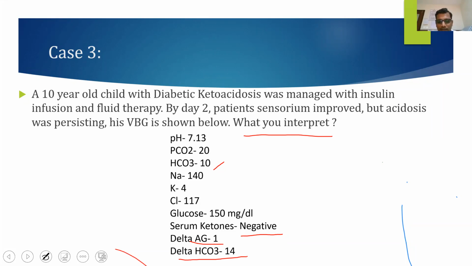Any answers, Gayatri? No, sir. Thank you. Hello, Doctor. High anion gap metabolic acidosis. Okay.